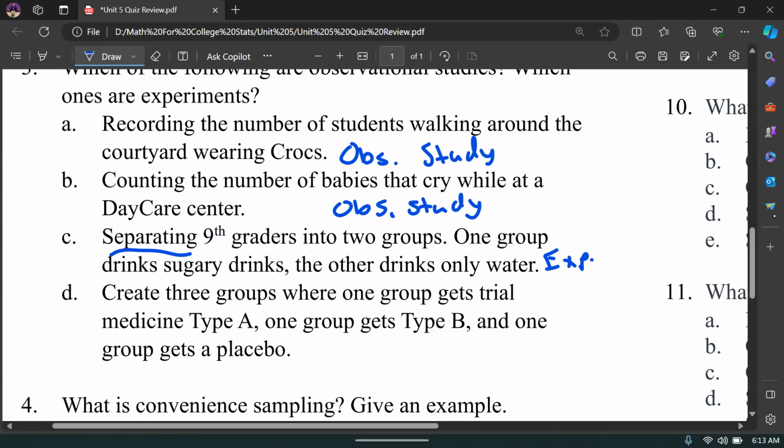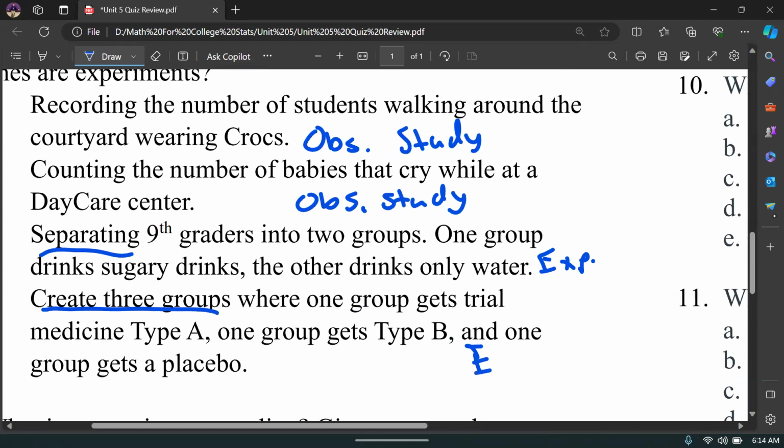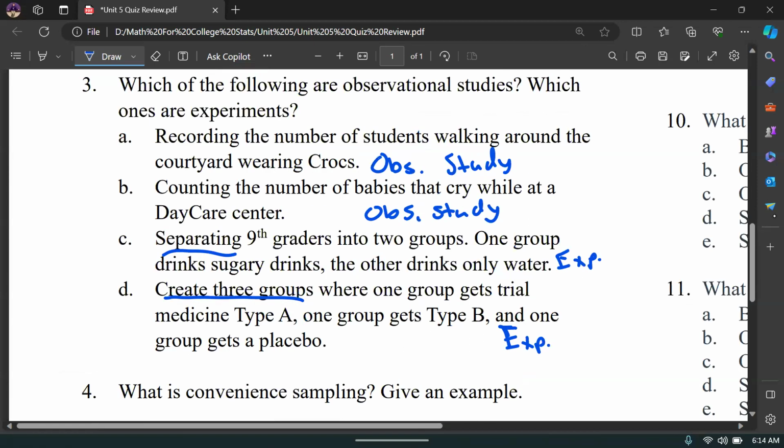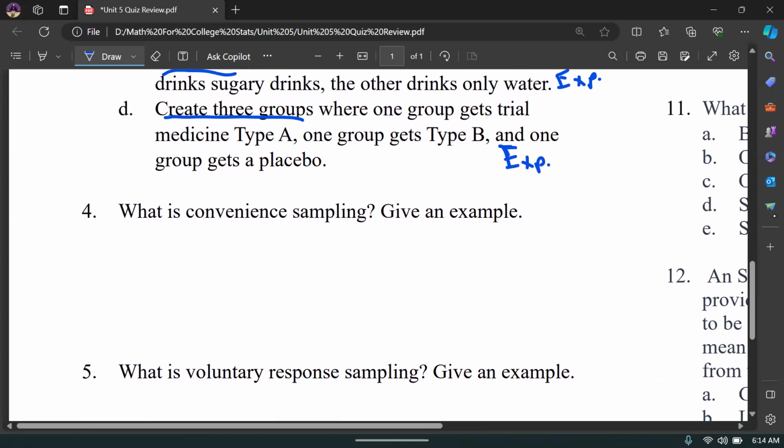And then create three groups where one group gets trial medicine type A, one group gets type B, and one group gets placebo. So again, we're creating groups. Anytime we create groups, we're creating treatment groups, and we assign different treatments here. In this case, you can see type A, type B, and a placebo. This, of course, is another experiment. All right. What is convenience sampling, and give an example?